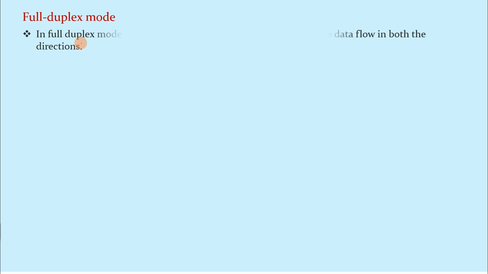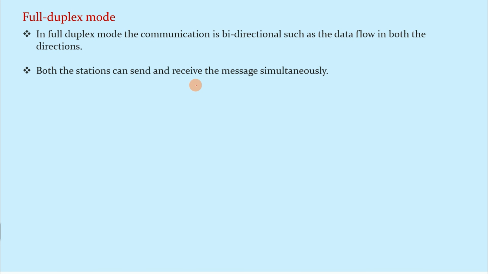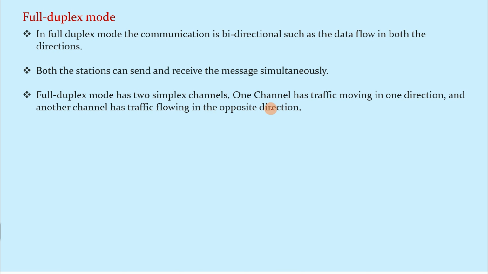Now full duplex mode. In full duplex mode, the communication is bidirectional. Data flows in both directions. Both stations can send and receive messages simultaneously. Full duplex mode has two simplex channels. One channel has traffic moving in one direction and another channel has traffic flowing in the opposite direction. So in this, you can easily understand you will be able to send messages in both directions. Like if A is sending a message to B, B can also send to A at the same time.